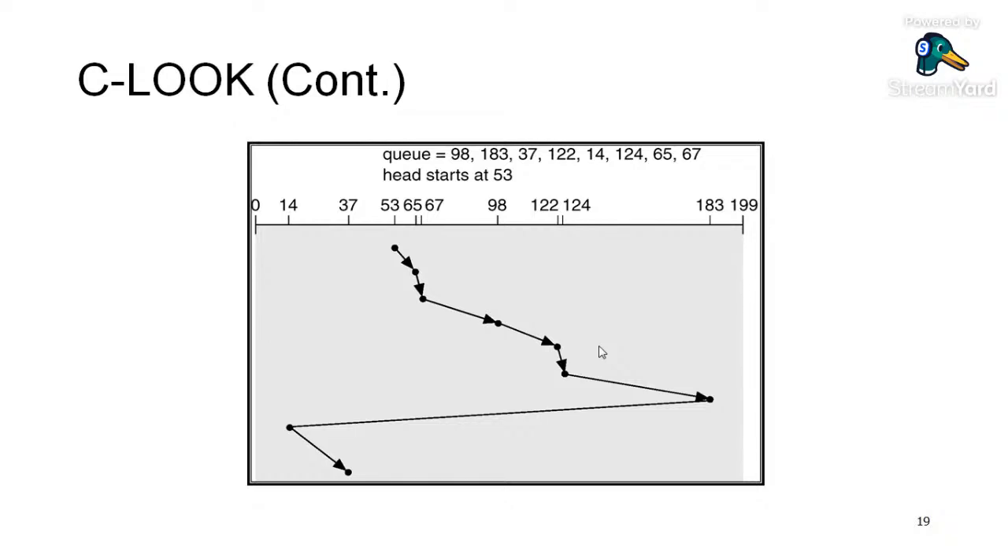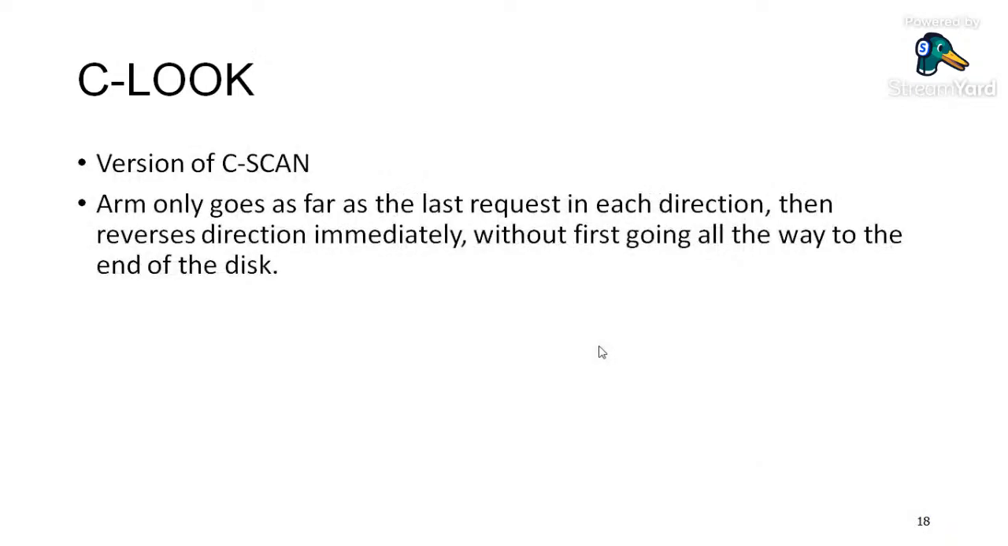So in case of the circular look, it goes to the other end of the requests. What is the other end of the requests? It is 14 and then it comes to 37. So likewise, it serves the requests without touching the ends of the disk, that is 0 and 199. So again, I am showing you the snapshots here.